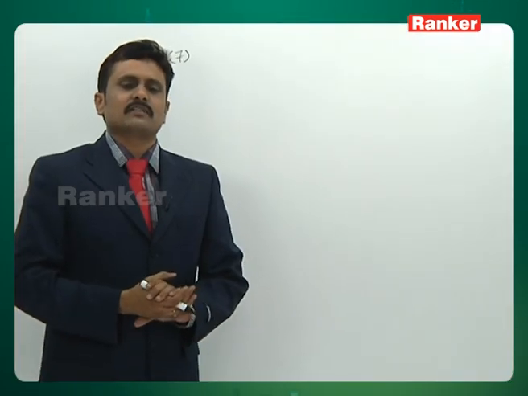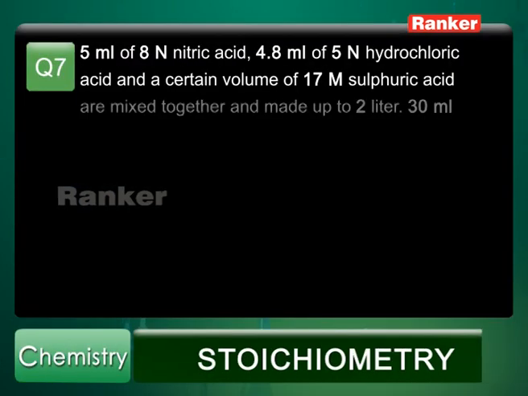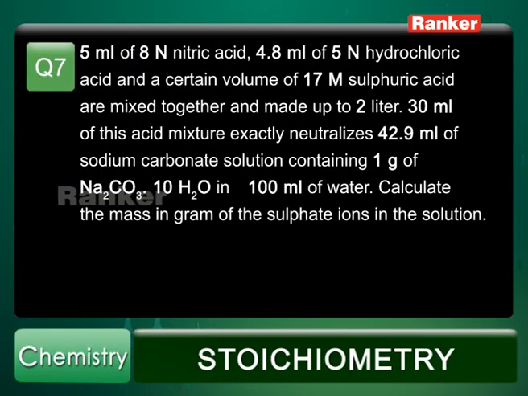Here in this problem, we have 5 ml of 8 normal nitric acid, that is HNO3, 4.8 ml of 5 normal HCl, and a certain volume of 17 molar H2SO4, which are mixed together and made up to 2 liter. From this, 30 ml of this solution was exactly neutralized by 42.9 ml of Na2CO3, that is sodium carbonate solution, which is prepared by taking 1 gram of Na2CO3·10H2O in 100 ml of water. Then you are asked to find the weight of sulfate ion in the solution.